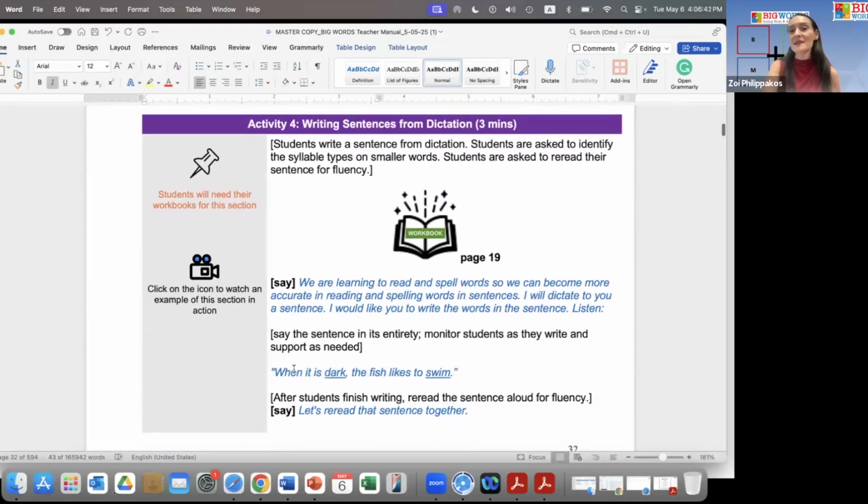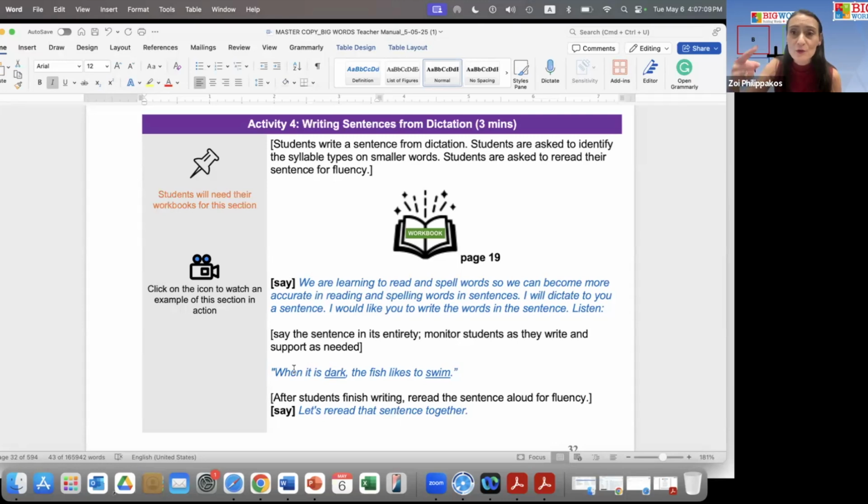And after this, it's the writing of sentences. We're learning to read and spell words so we can become more accurate in reading and spelling words in sentences and then in books. I will dictate to you a sentence. I would like you to write the words in the sentence. Listen, when it is dark, the fish likes to swim. When it is dark, the fish likes to swim.